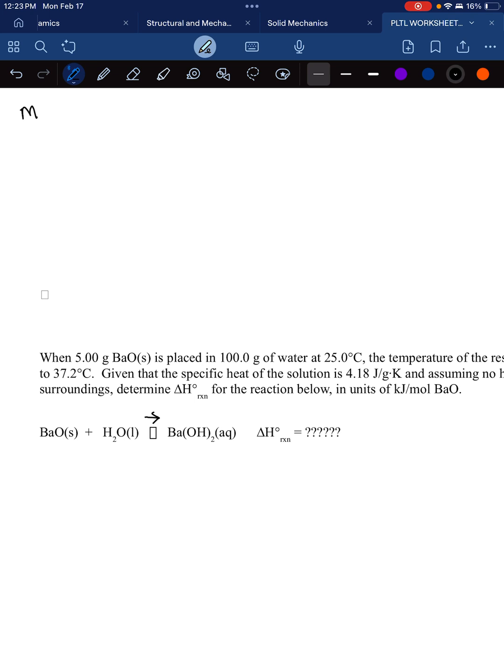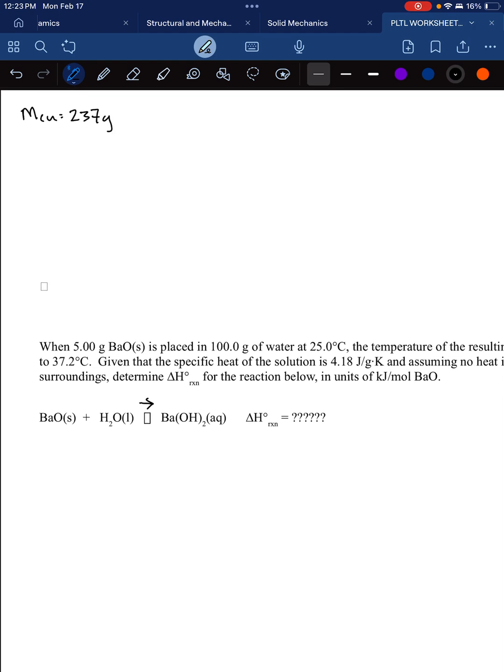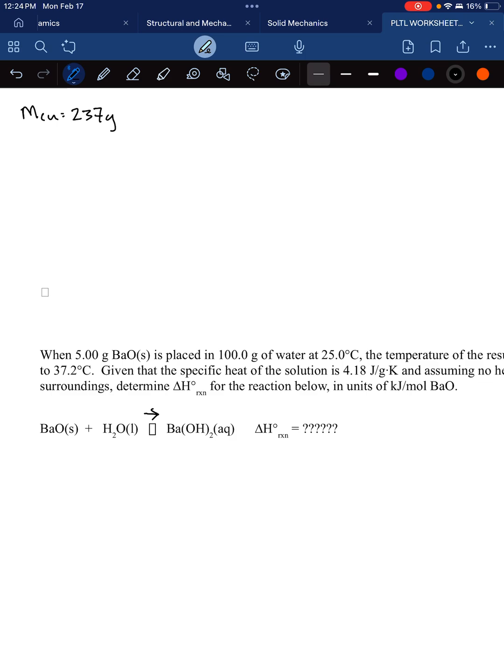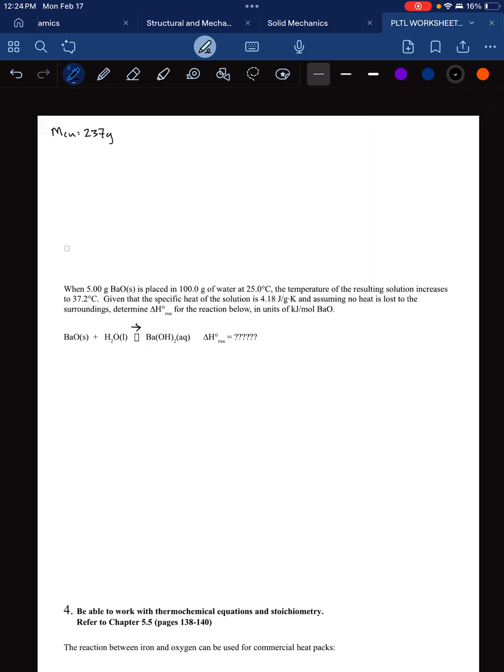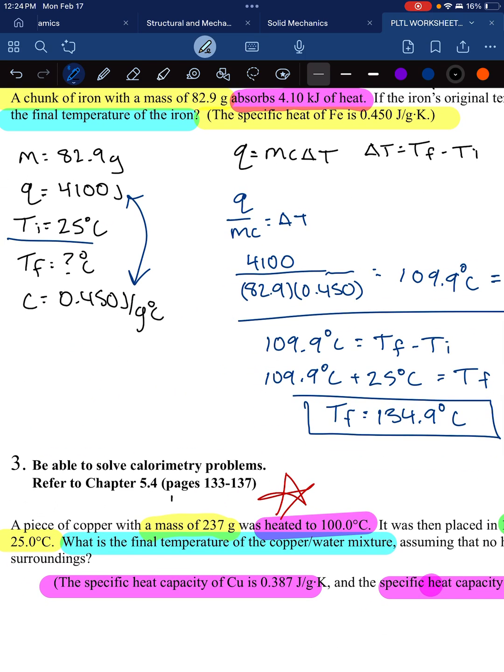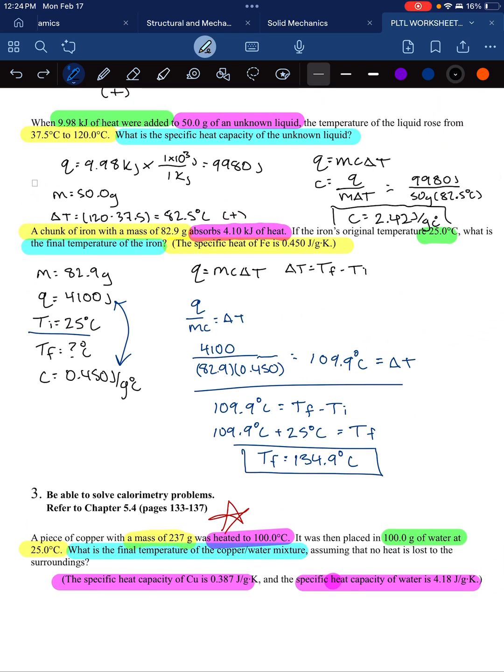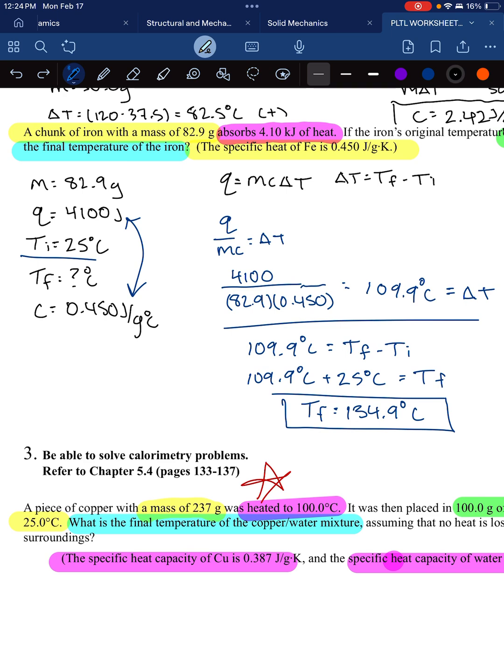Okay, so we were given mass of copper. Yeah, so there's our mass of copper. And it says that it was heated to 100 degrees Celsius and then placed in 100 grams of water at 25 degrees Celsius. So in this scenario, you know what? Let me draw a picture. I think that'll be better to explain it.